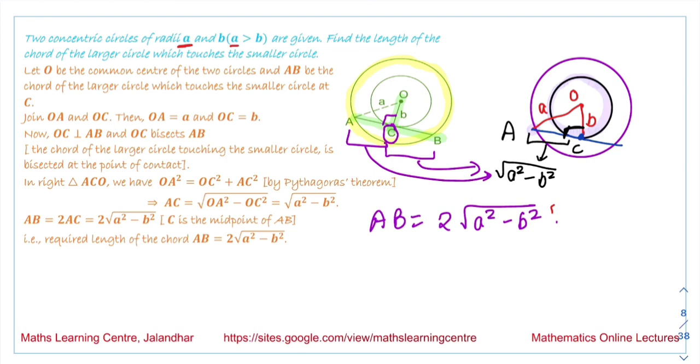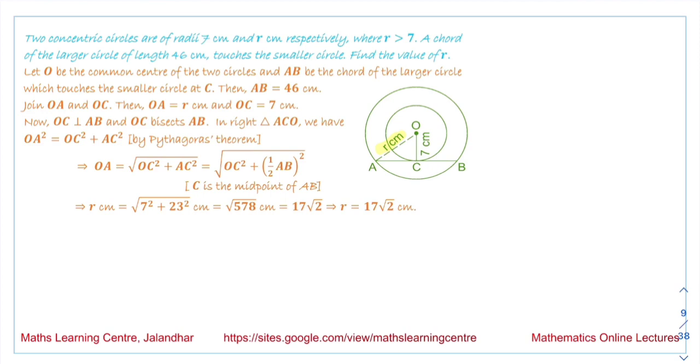Now the next question we have is: two concentric circles of radius 7 cm and R cm respectively, where R is greater than 7. This is shown over here, that the radius of the larger circle is R cm and the smaller circle is 7 cm. A chord of the larger circle of length 46 cm, the length of this chord is given to be 46 centimeters, touches the smaller circle. It is touching the smaller circle at point C. We have to find the value of the radius R.